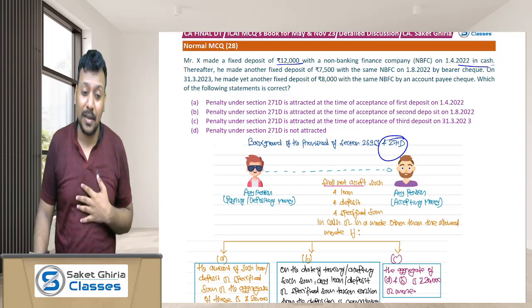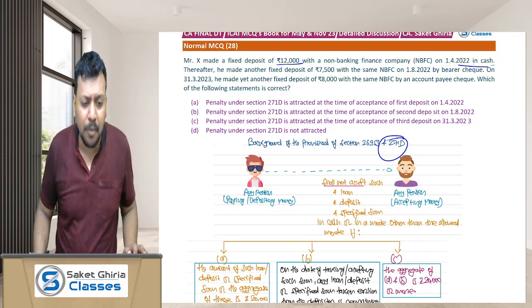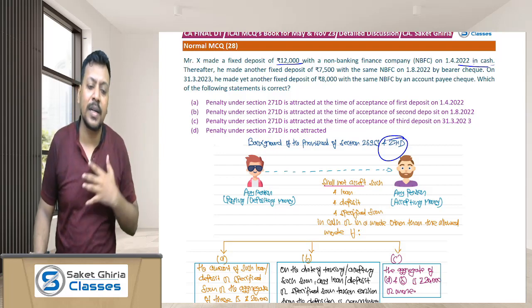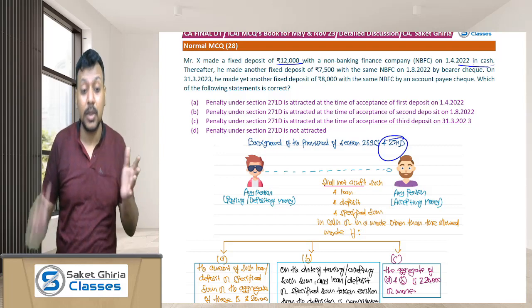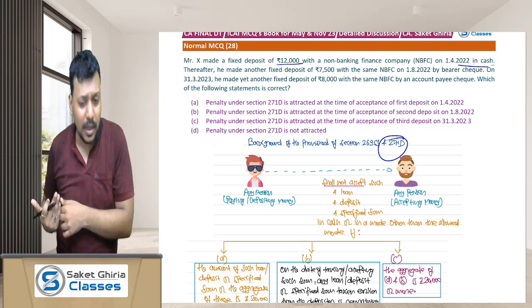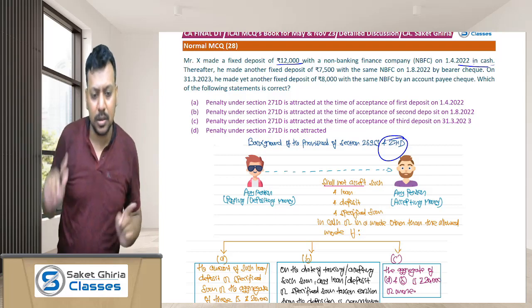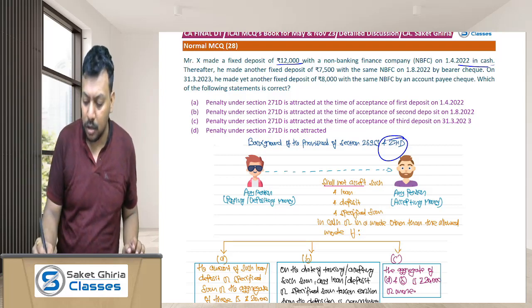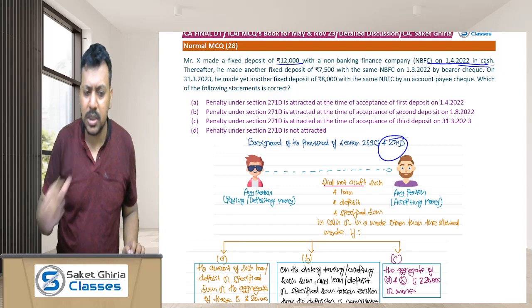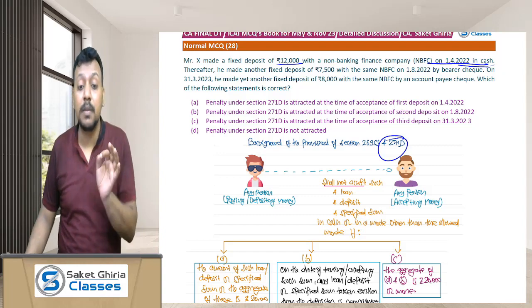Are you getting this? You asked Mr. X how much he wants to deposit. He says 12,000. You feel relaxed, because section 269SS would be violated only when you accept rupees 20,000 or more. Here the amount is only rupees 12,000. So on the first deposit transaction, 269SS is not violated. Hence no penalty under section 271D will be triggered. Okay.